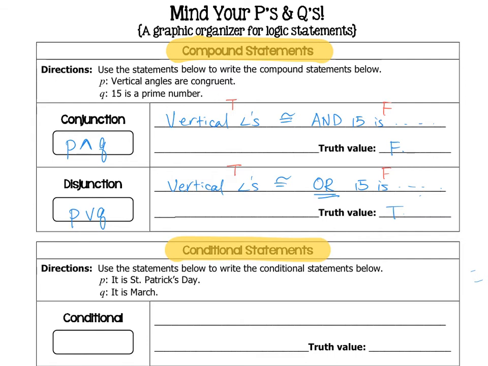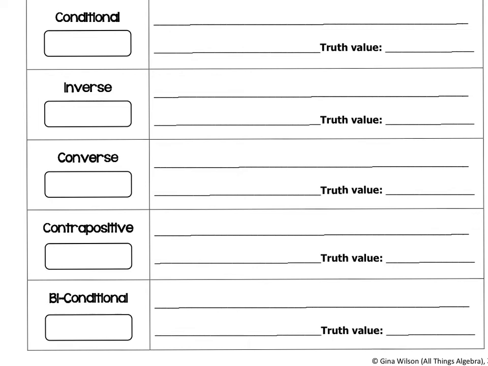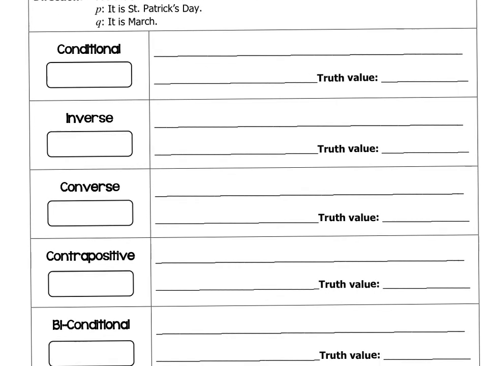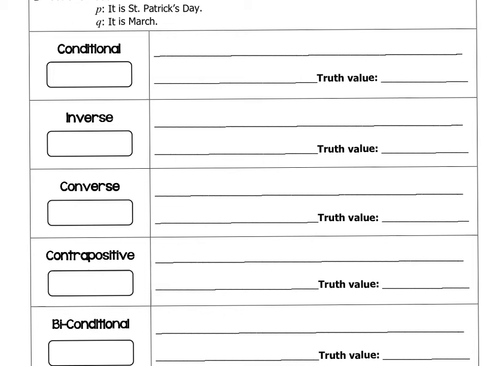Second half, we covered conditional statements. And here we have 2 statements again. Statement P says it's St. Patrick's Day, and statement Q says it is March. So let's look at some examples here. I'm going to move this down a little bit so that we can see this. There we go. We learned four different conditional statements here. So the first one, the conditional statement, says if P, then Q.